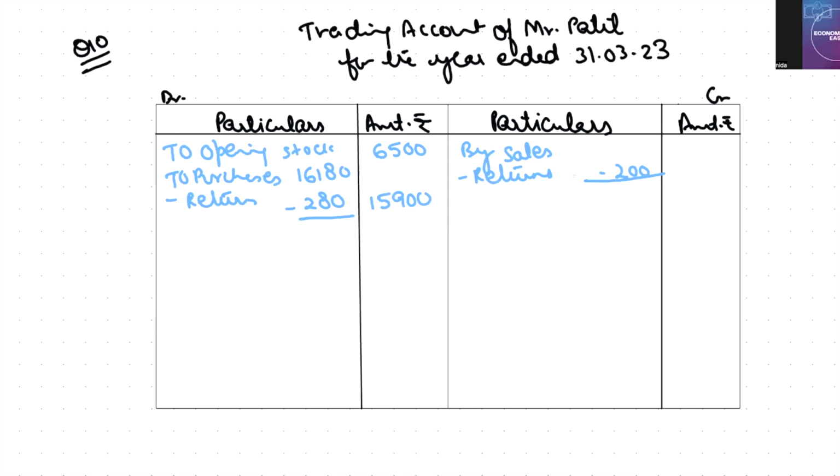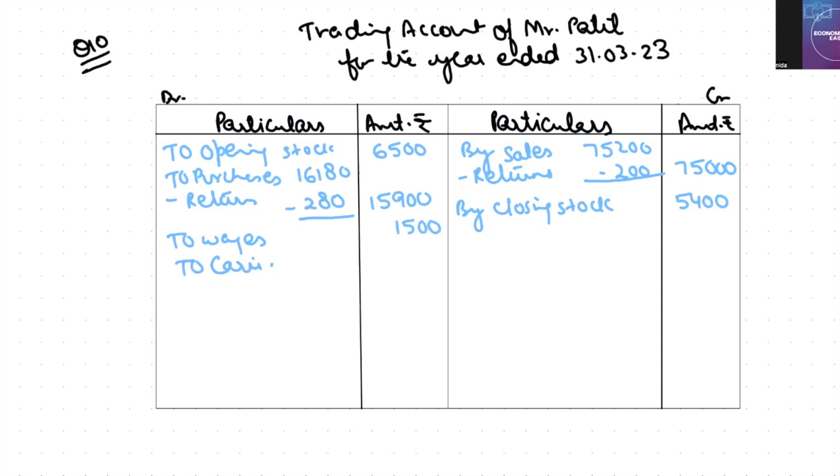And sales how much is it? 75,200. So you will be getting 75,000 in the outer column. Then of course every time closing stock, don't skip this, okay? Closing stock is 5,400. Then to wages, wages is 1,500. Then to carriage inward was given, and it is 500. Now total of this and this, okay, you have to do, and then we will see whether we are getting the gross profit or the gross loss, okay?